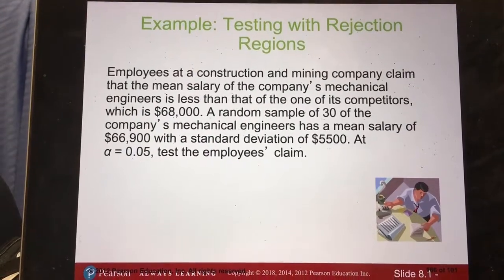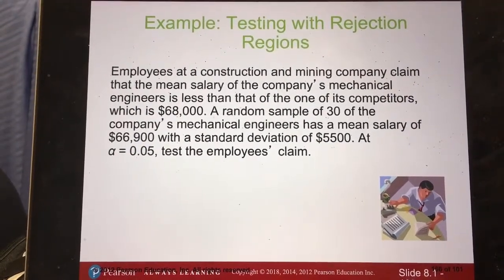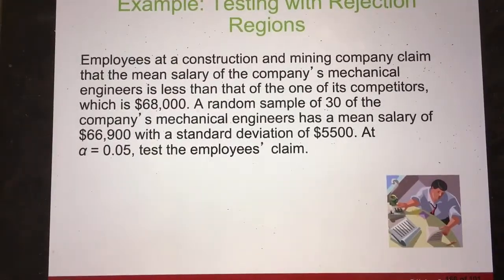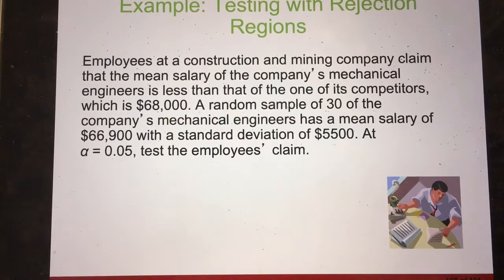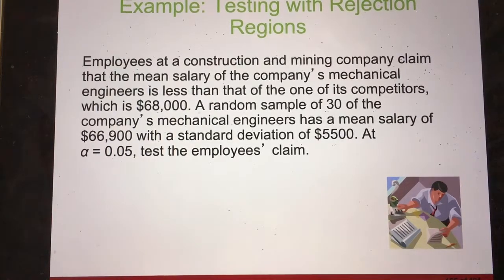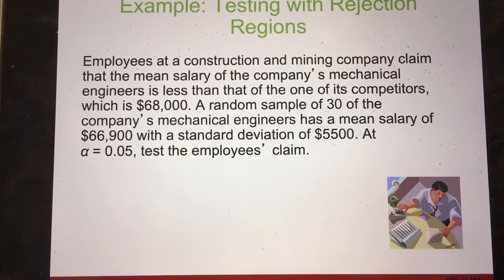Okay, so testing with rejection regions. Employees at a construction and mining company claim that the mean salary of the company's mechanical engineers is less than that of one of its competitors, which is $68,000. I'd like to be making $68,000. A random sample of 30 of the company's mechanical engineers has a mean salary of $66,900 with a standard deviation of $5,500. At alpha equal to 0.05, test the employees' claim.